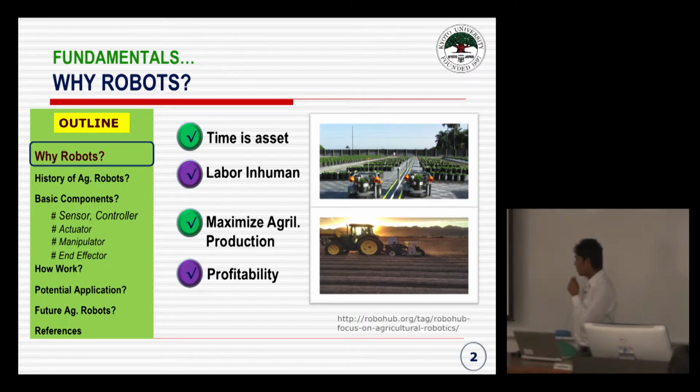For the large population of the world, we need to maximize agricultural production. There is no other way to solve the demand of the population in the coming world. For this, it is essential to introduce robots in the agricultural field. And another reason is profitability. It's related to business and the manufacturer.